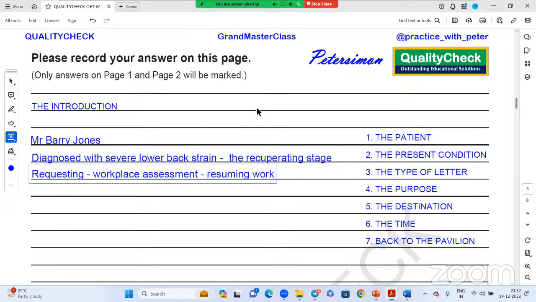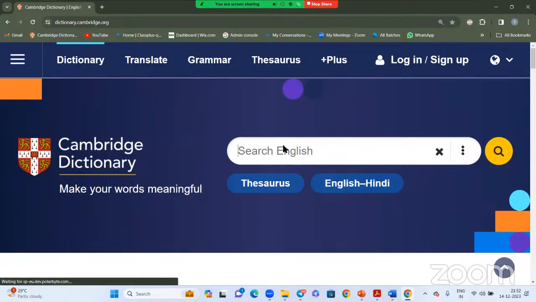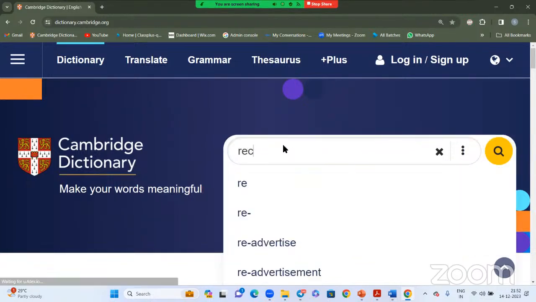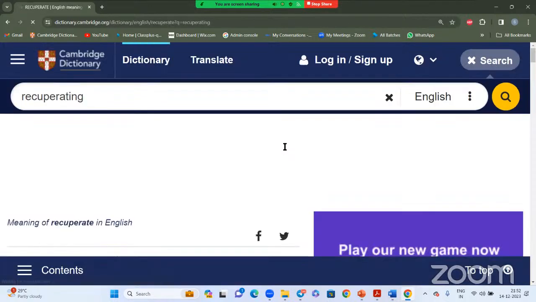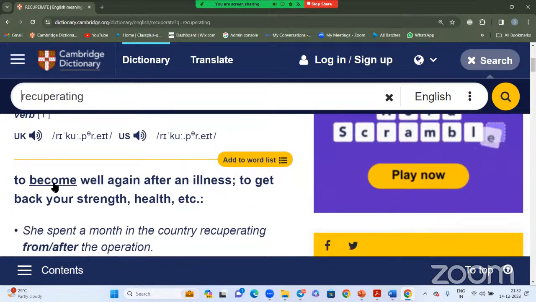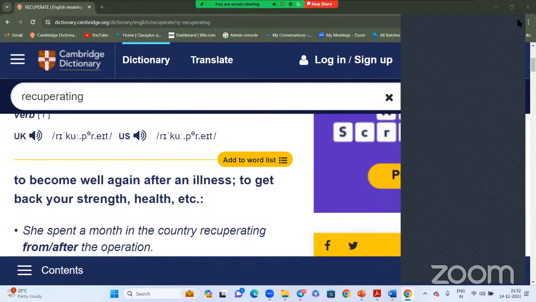Right. So now let us see. Requesting workplace assessment, resuming work. So for example, if you do not know any words, no problem. Afterwards, we can see that. You can just go to Cambridge Dictionary and just type there: recuperating. To become well again after an illness, to get back your strength, health, etc. So there are some things which the dictionary can help.